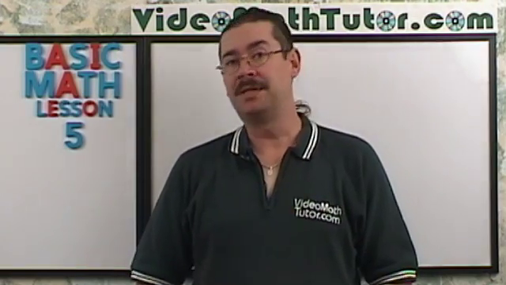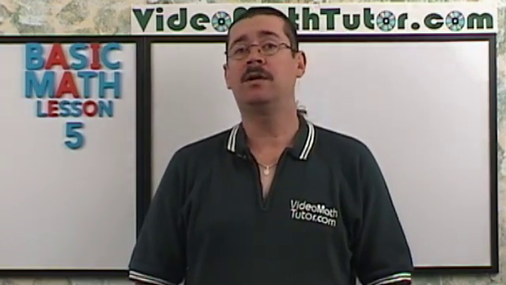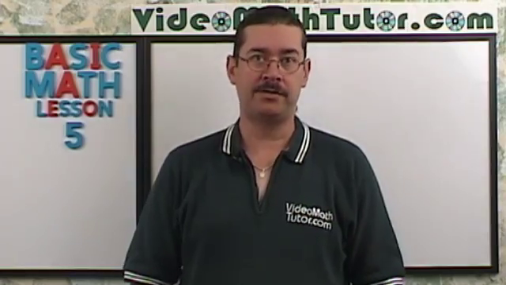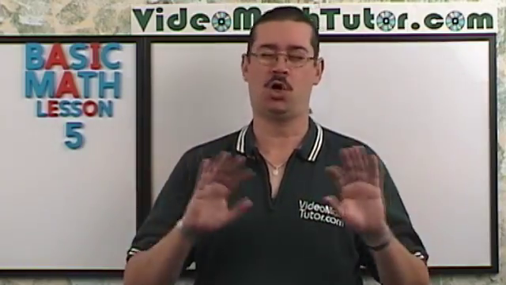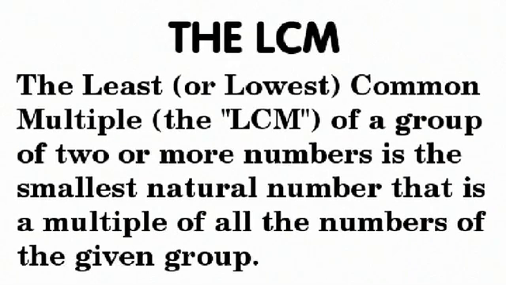By the way, for simplicity and convenience, we're only going to apply multiples to positive integers, in other words, natural numbers. Okay, no negatives. Don't go there. The least or lowest common multiple, the LCM, of a group of 2 or more numbers is the smallest natural number that is a multiple of all the numbers of the given group.